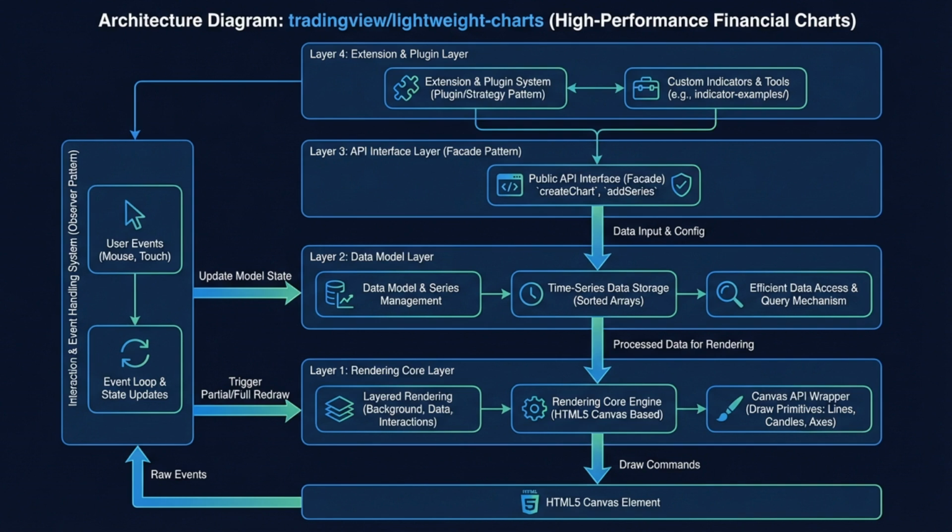The library also uses some clever rendering techniques to squeeze out even more performance. First, there's viewport rendering, which means it only draws the data points that are currently visible on the screen. Second, it uses layered canvases. This separates static things like the background grid from dynamic things like the crosshair. So when a user moves their mouse, only that top interactive layer needs to be redrawn, not the entire chart underneath. And to tie it all together, the project is built with TypeScript.